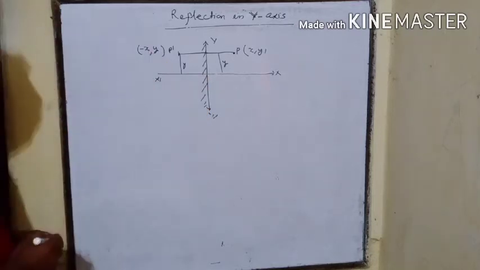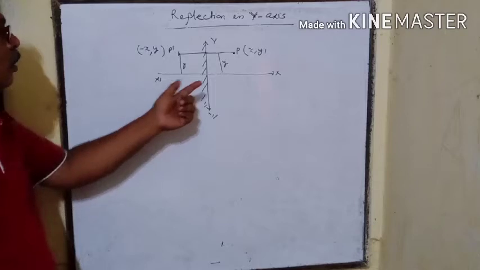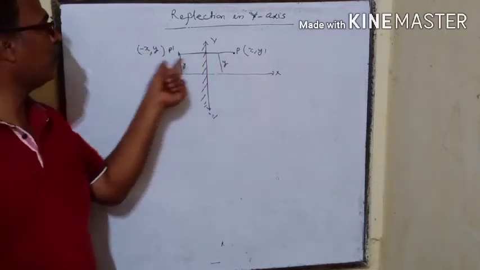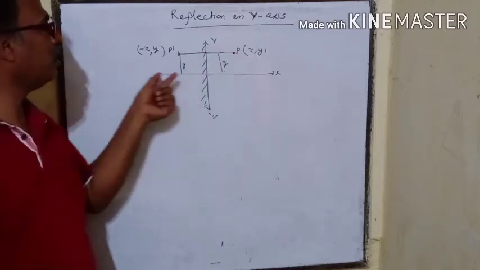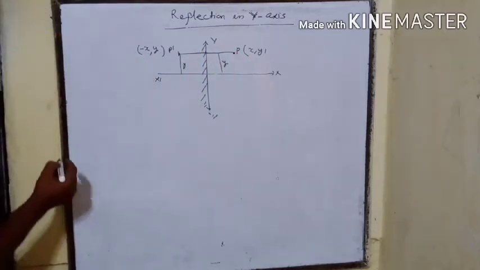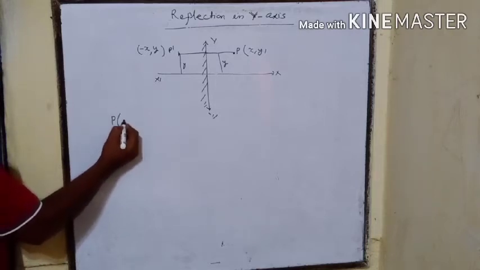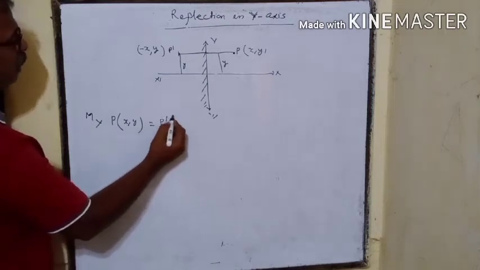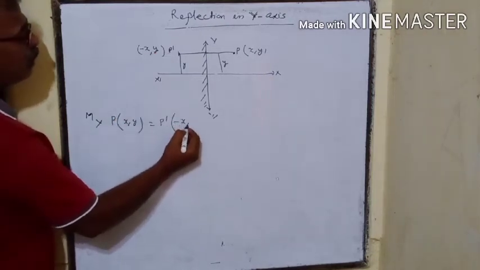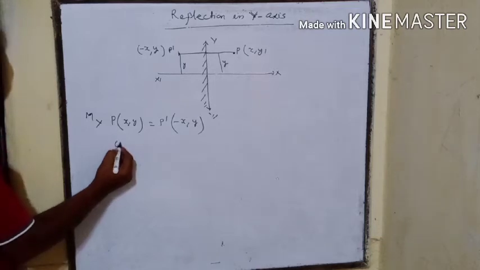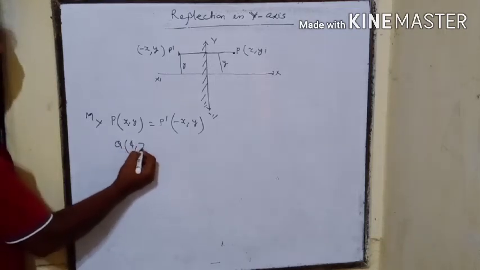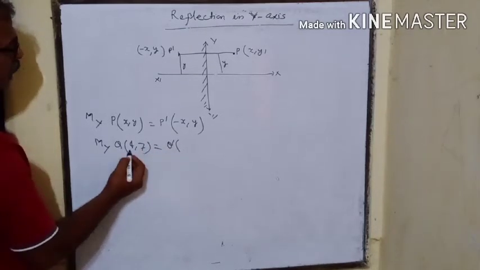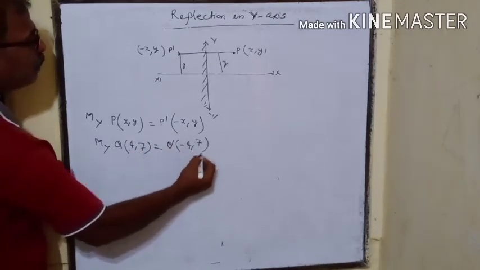Whenever we see reflection in the y-axis, the magnitude remains the same, but the coordinate of x changes sign. From positive 1 it becomes negative 1. If it is negative, then it will become positive. So for example, reflection of (x, y) in the y-axis will be P dash: the sign of x changes and y remains the same. If a point Q is 4, 7, and we have to find its reflection in the y-axis, it will be Q dash: the sign of 4 will change to minus 4, and 7 will remain the same.